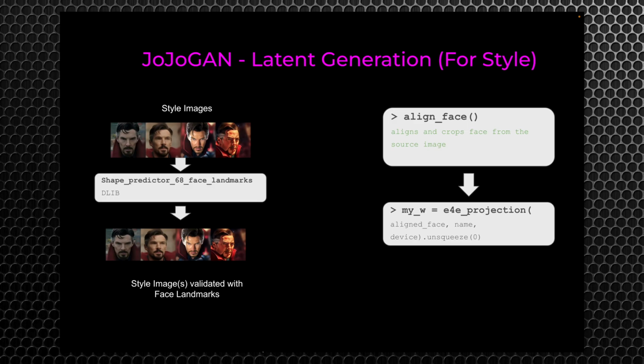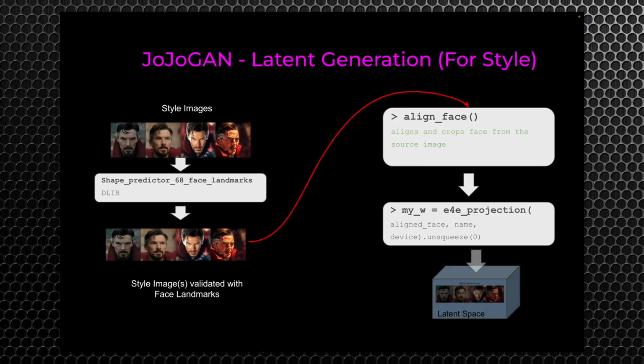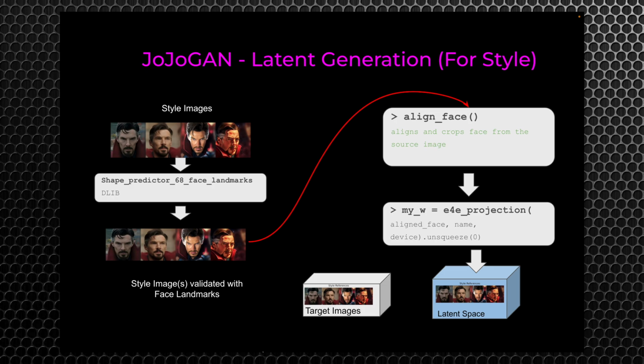Similar to the source image, the align face and the e4e projection methods are applied to the style image, and the style information is extracted and stored in the latent space vector, or the latent space object here. Another object is created for the target image, where all these images are stored within an object as the target image. So the source style images are transformed into two separate objects: one as a latent space which has the information regarding style, and the target image object which is just a collection of output images.